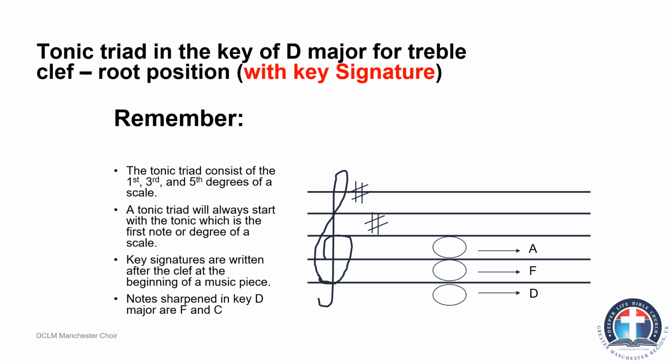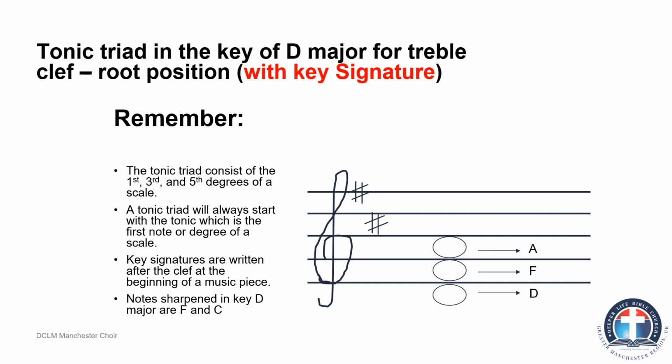Okay, the D major. Remember, on your left side, I've outlined things that you need to remember, and on the right side you can see how the tonic triad is positioned on the stave. In this case, a treble stave. We have the treble clef there, so it's called the treble stave.